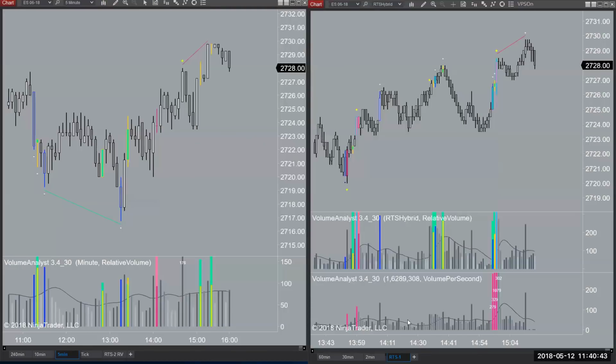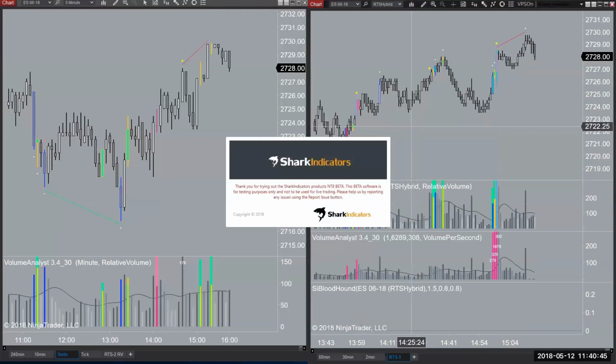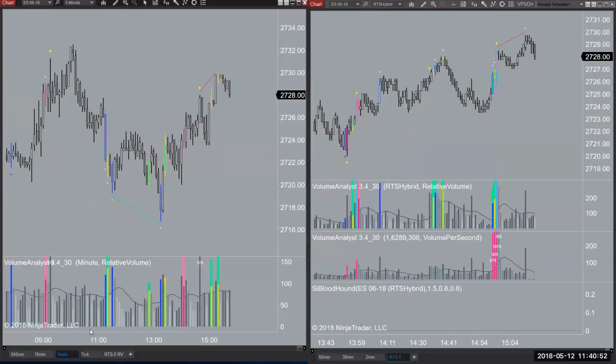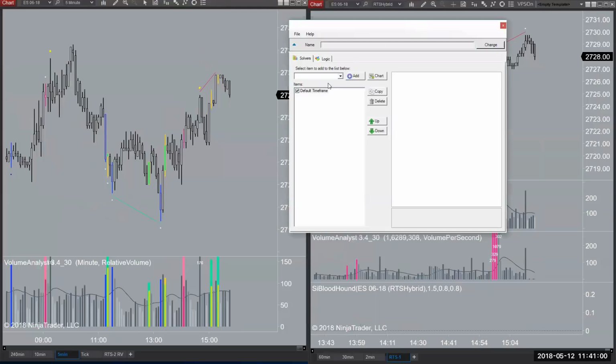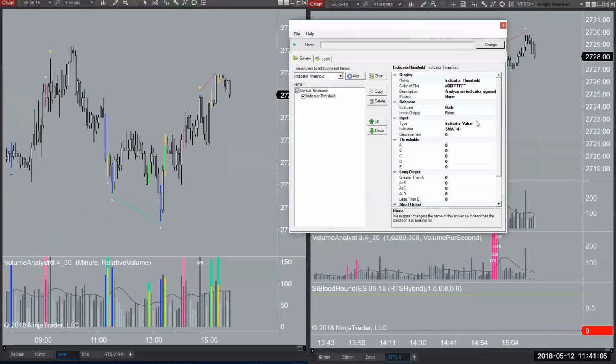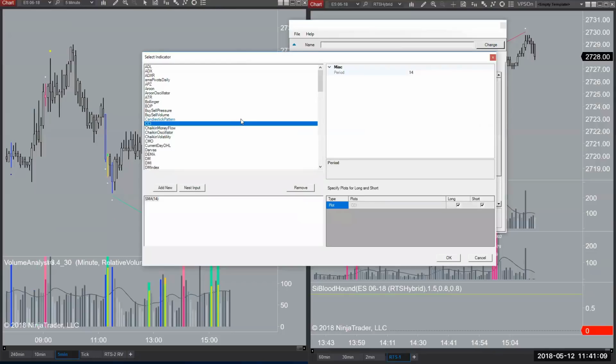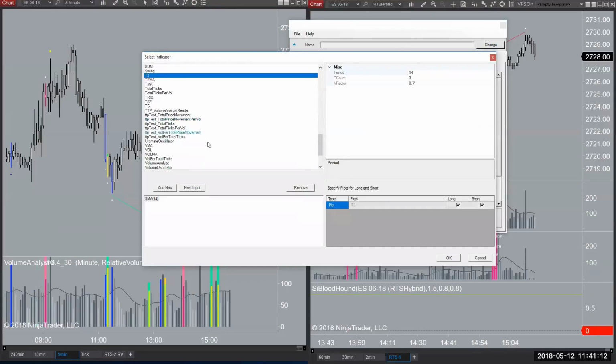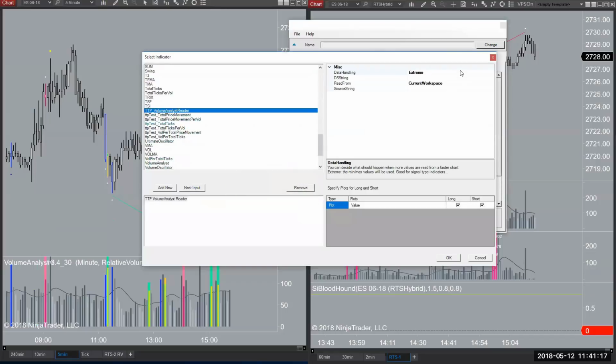I won't get into all those details, but for right now, it has to be set up to calculate on each tick. All right, so I'm adding Bloodhound to this chart on the right, and I want to access the signals from this chart on the left. So I want to access that volume divergence right there. So I'll add this indicator threshold, and then add the volume analyst reader.